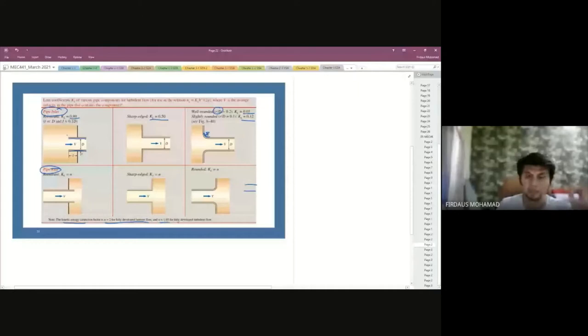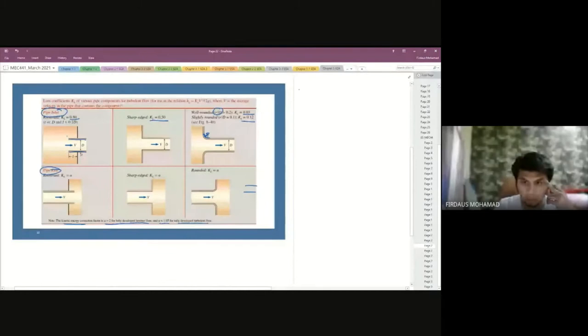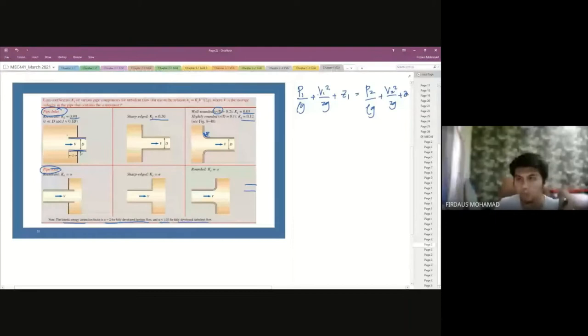Just recall the Bernoulli equation: P1 over rho g plus V1 squared over 2g plus Z1 equal to P2 over rho g plus V2 squared over 2g plus Z2. So this is the standard Bernoulli equation. Basically, we need to include alpha, the kinetic energy correction factor, when we are dealing with this type of fitting. Any fitting that contributes to very large or very low velocity changes, we need to include the alpha. Otherwise, if it is a constant diameter pipe, we just consider alpha equal to 1.